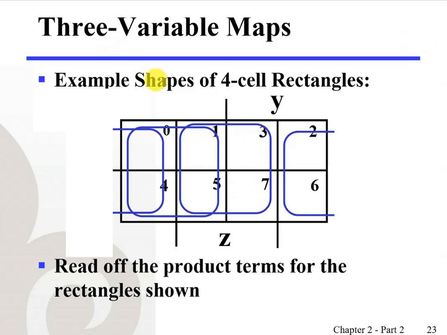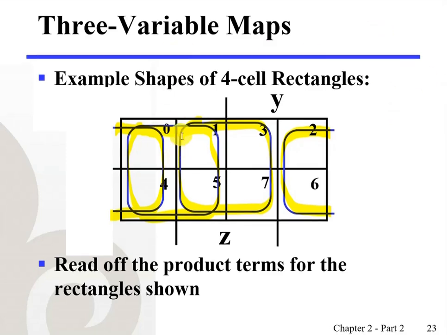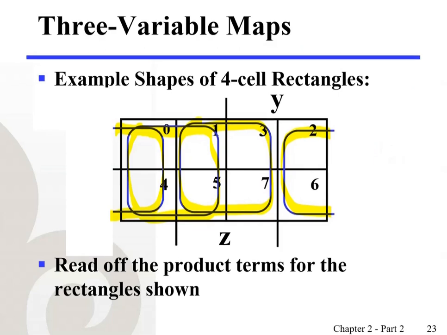Here we have example shapes of 4-cell rectangles. We are grouping 4 cells, right? 2, 6, 0, and 4 are adjacent, so we are grouping these. And then another 4 is defined by the following. We will see shortly that identifying the adjacent cells and grouping them allows us to minimize the Boolean expression in terms of the literal cost, the gate input costs.